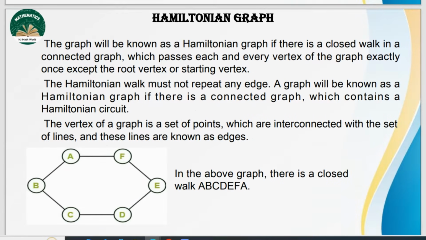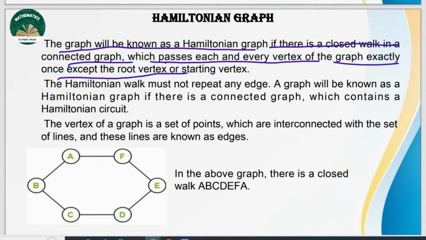Then you have Hamilton graph. What is meant by Hamilton graph? A graph is said to be a Hamilton graph if there is a closed walk in a connected graph which passes each and every vertex of the graph exactly once, except the root vertex and starting vertex. The end and the starting vertex should be the same.